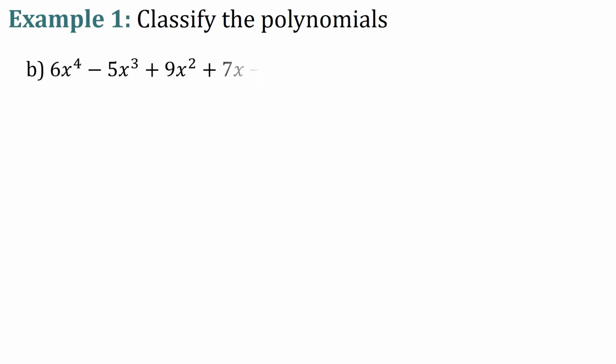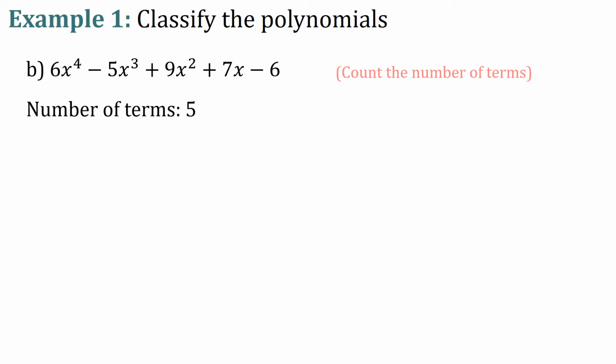We're still classifying the polynomial, and part B says 6x to the 4th minus 5x cubed plus 9x squared plus 7x minus 6. Now this one is already in standard form, so we're going to begin by counting the terms. We have x to the 4th, x cubed, x squared, x, and then just a regular constant. And that is a total of 5 terms.